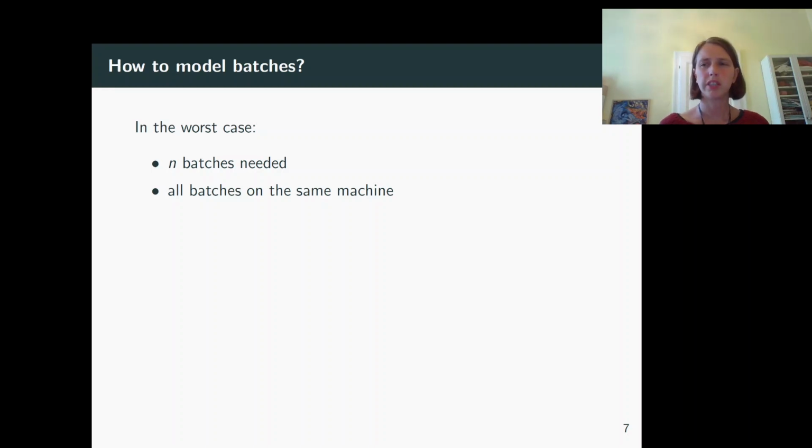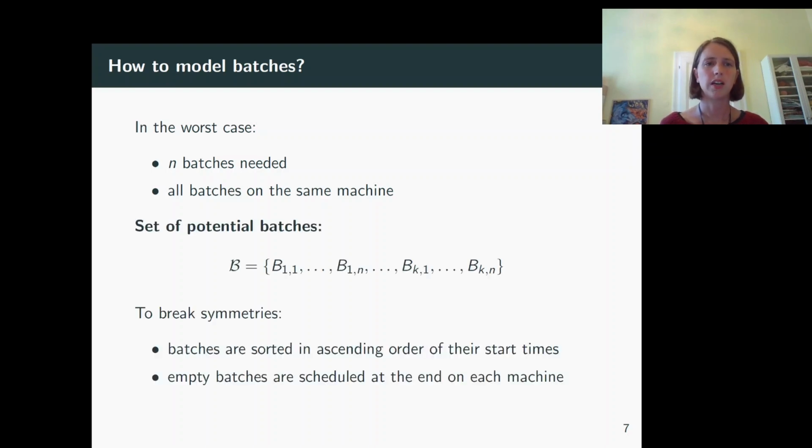And the first question that we needed to answer is how to model batches. Well, in the worst case, we will need 1 batch per job if jobs cannot be combined in batches. So in the worst case, we will need n batches. And it might also be possible that all these batches need to be scheduled on the same machine. So therefore, we define the set of potential batches where batches have 2 indices. The first index indicates the machine it is on, and the second index the batch number on this machine, where the batch number can be between 1 and the number of jobs.